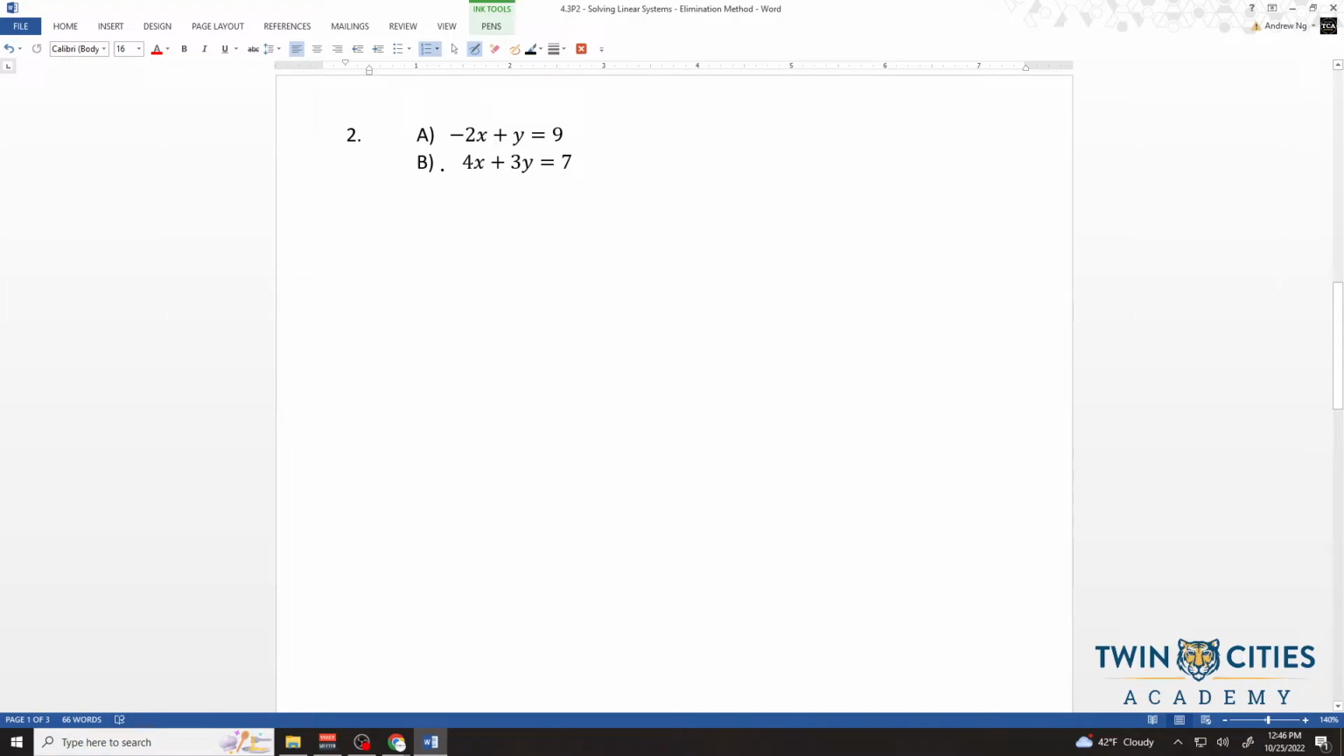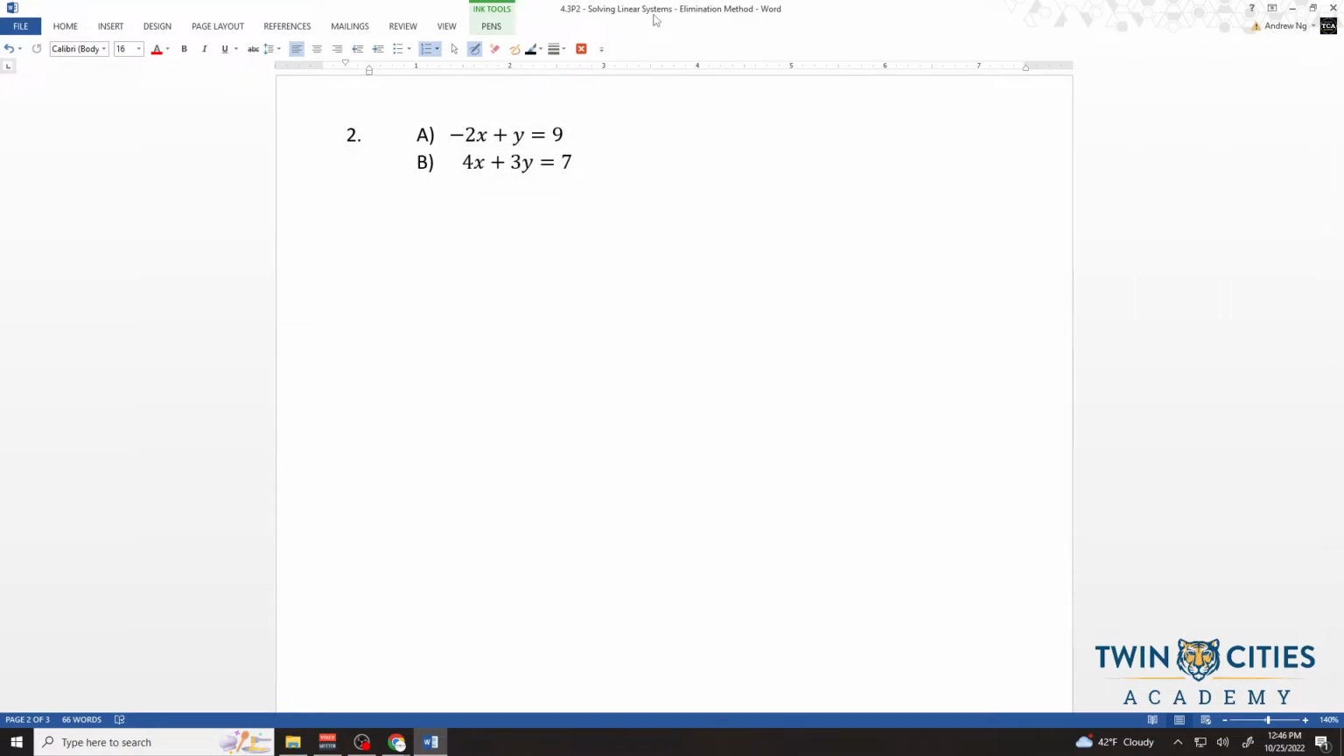In this problem, I have these two equations. Equation A is negative 2x plus y equals 9, and the second equation is 4x plus 3y equals 7. Clearly, the coefficients on x don't match. This is negative 2, this is positive 4, and the same thing for the y's. This is a positive 1, this is a positive 3.